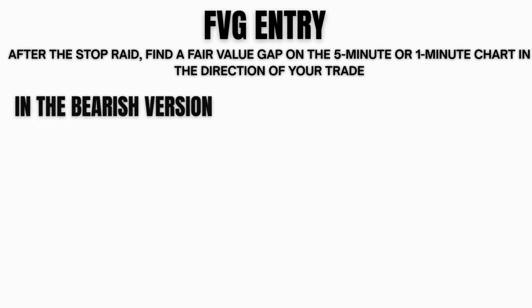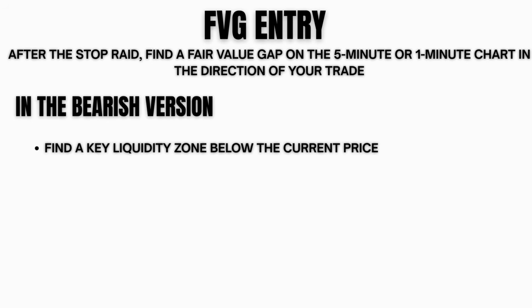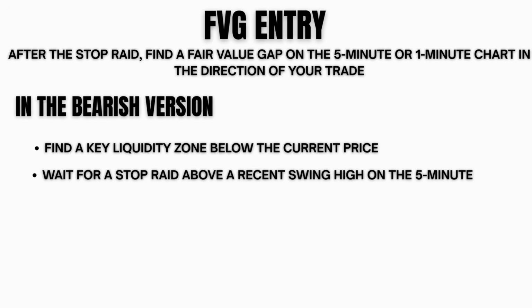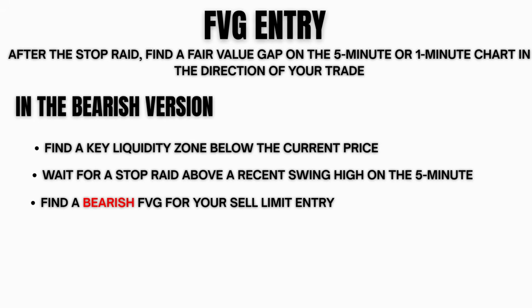In the bearish version, find a key liquidity zone below the current price. Wait for a stop raid above a recent swing high on the 5-minute, then find a bearish FVG for your sell limit entry. Remember, don't keep stop losses too tight. Price needs breathing room around the entry zone before it moves in your direction.